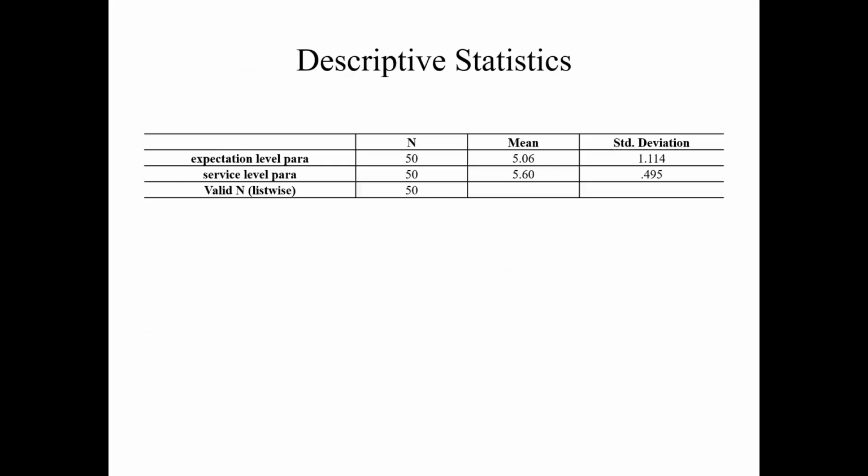This is the descriptive statistics. Expectation level N is 50, mean is 5.06, standard deviation is 1.114. And service level of paramedical staff mean is 5.6 and standard deviation is 0.495.